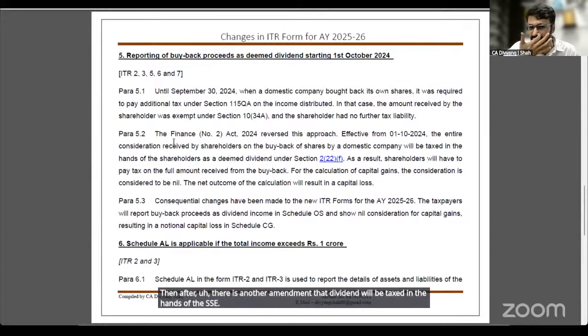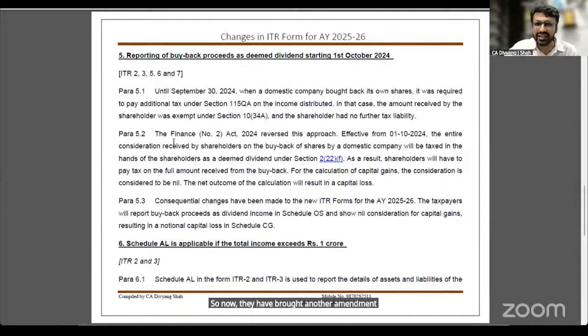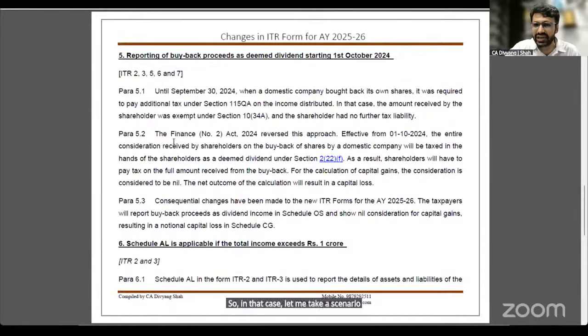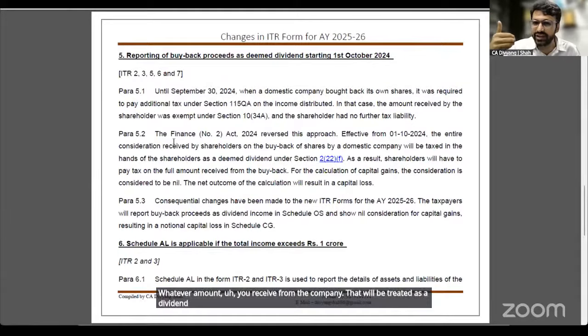So now they have brought another amendment wherein they are saying that if a company buys back the shares, let me take a scenario, rupees 100. I'll take the example later on, but in short, in a buyback, whatever amount you receive from the company will be treated as a dividend that you need to offer as a dividend.